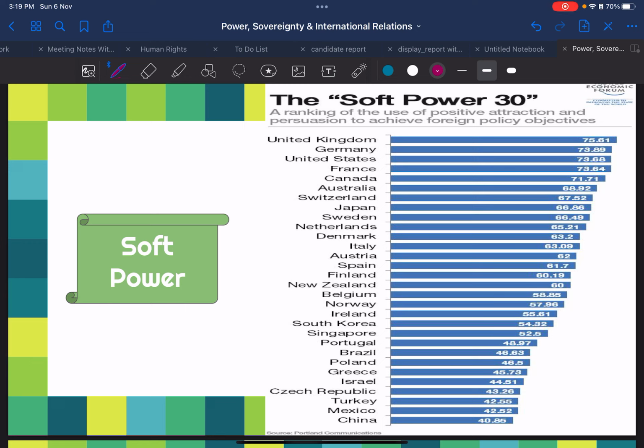So this article is the old one, but you can still refer to it to understand how soft power works, or what the attributes or factors are to calculate soft power, right? So this article is all about that.